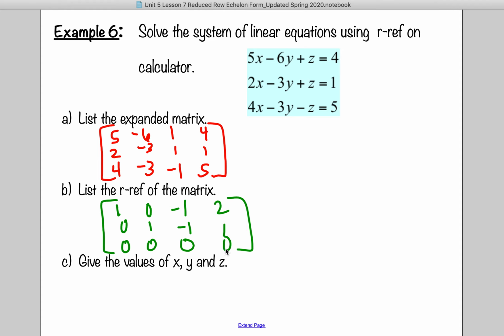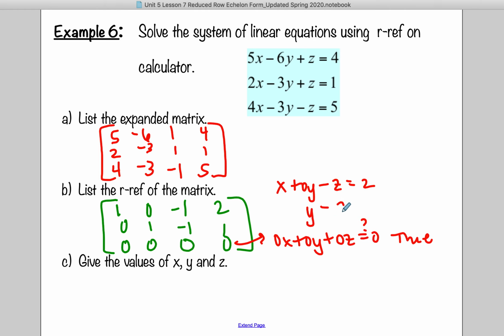So in this case, when I check my last row, is it true from here that 0x plus 0y plus 0z does equal 0? That part is true. What this is saying, and I always have 1x plus 0y minus z equals 2, and I have y minus z equals 1. Okay, that's what I'm left with. So, is this true? It could possibly be true.